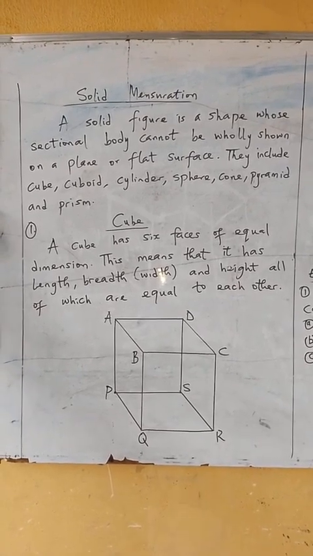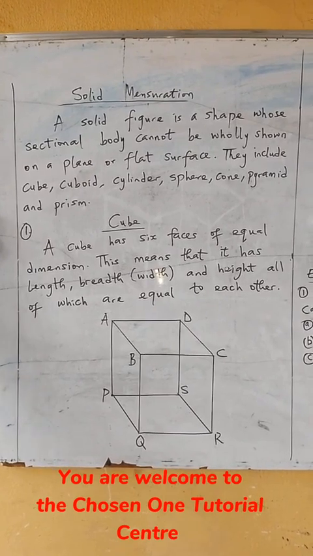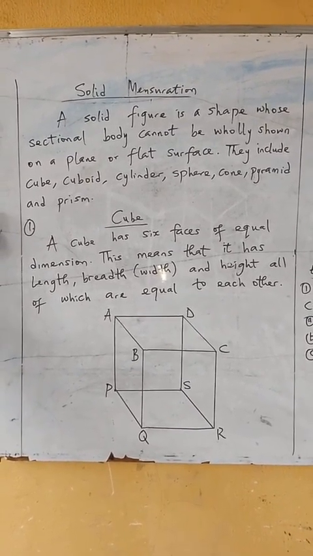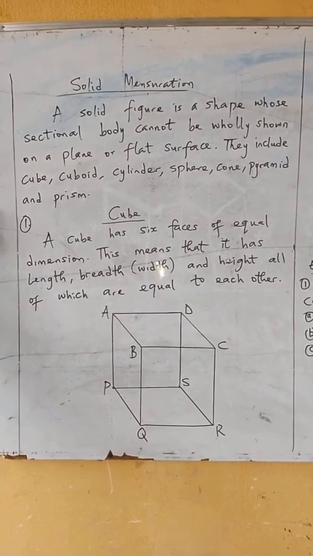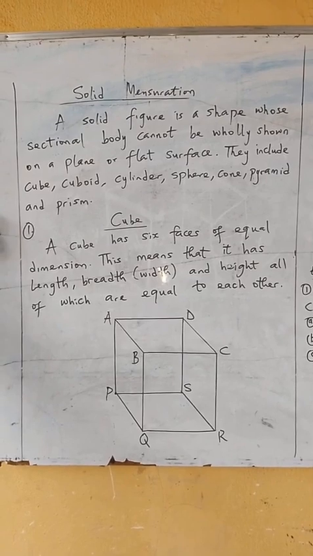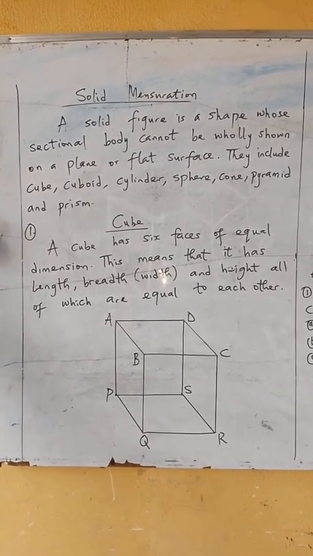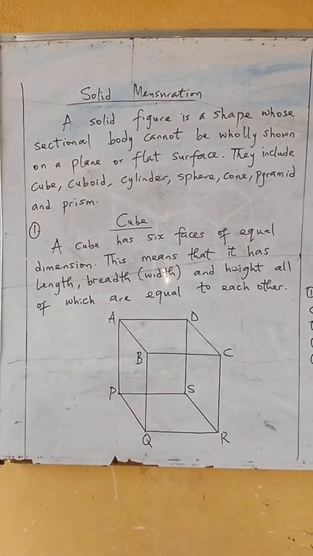God bless you. Today's topic is solid mensuration. A solid figure is a shape whose sectional body cannot be wholly shown on a plane or flat surface. The examples include cube, cuboid, cylinder, sphere, cone, pyramid, and prism. So today we want to consider cube as a subtopic.